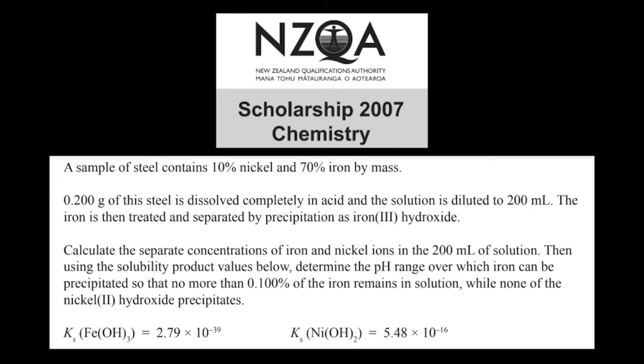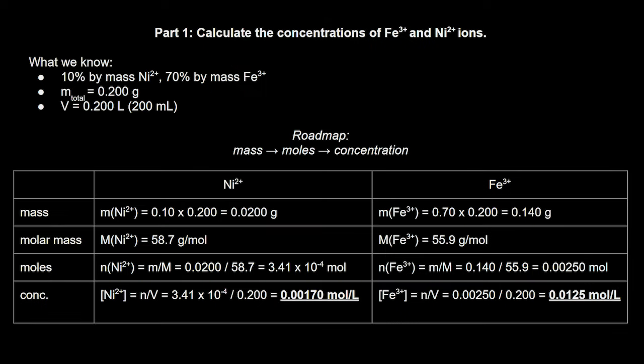The first thing we need to do though is to actually calculate the concentrations of the iron and nickel in the acid before we even begin adding any hydroxide to precipitate the nickel. So let's do that. Knowing the mass of nickel and iron, we are able to calculate the concentration. We know the mass of nickel and iron because we know 10% of the total mass is nickel and 70% of the total mass of steel is iron. Once we get the true mass, we can convert it into moles using mass divided by molar mass. We get the molar masses from the periodic table because they're not stated in the question, but we know to look it up on the table.